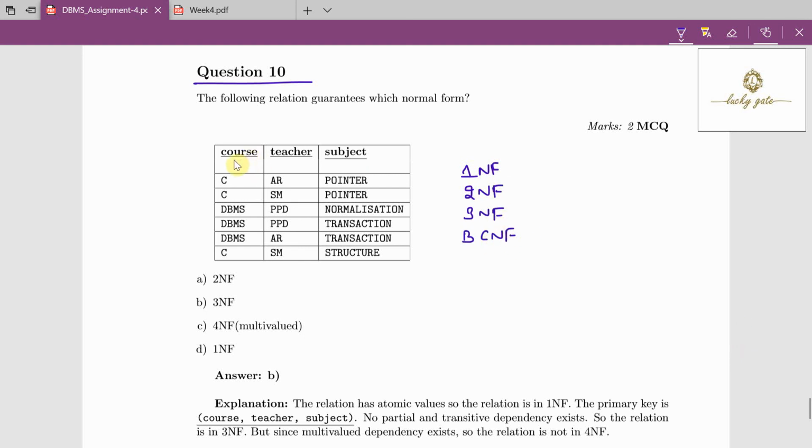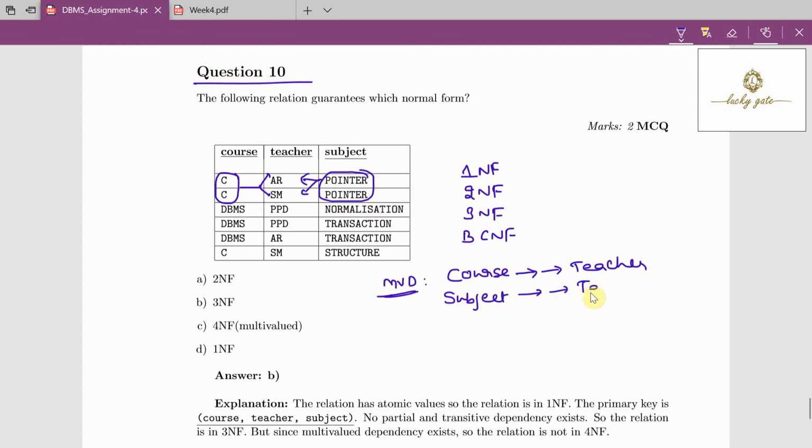Observe, friends, here course, teacher, subject is an all key relation, and observe the data: one course is determining multiple teachers, 2 teachers. So one course determining multiple teachers, we can call it a multi-valued dependency. One course is determining multiple teachers, called MVDs. Observe also that one subject is also taught by multiple teachers. So we can call this also a multi-valued dependency.